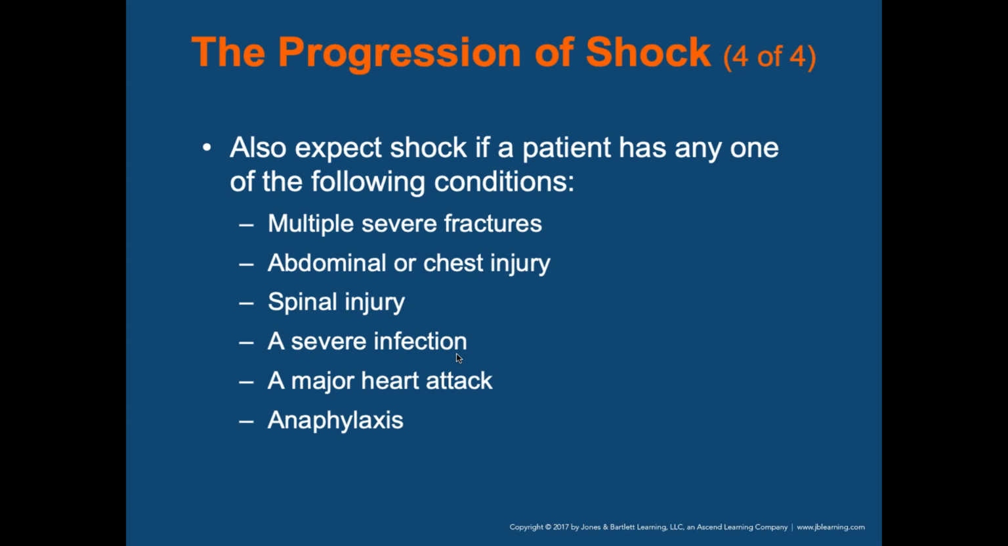Also expect shock if the patient has one or more of the following conditions. Multiple severe fractures. Reason being, your femurs each can carry 750 mLs of blood with a femur fracture. Your pelvic cavity can carry 3,000 mLs, 3 liters of blood. Your total blood volume normally in a normal adult is 5 to 6 liters. So half your blood supply can leak out into your pelvic cavity. Abdominal or chest injuries, spinal injuries, a severe infection like sepsis, major heart attacks causing cardiogenic shock, anaphylaxis.